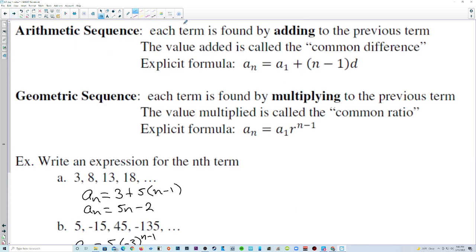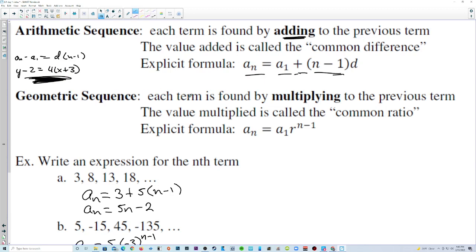Arithmetic sequence. Each term is found by adding to the previous term. So in other words, adding is arithmetic. The value added is called the common difference. The explicit formula is a sub n equals a sub 1 plus n minus 1 times d. Now, if we wrote it like this, a sub n minus a sub 1, in other words, we subtracted over the a sub 1, and that's d times n minus 1, well, that's like y minus 2 equals 4 times x plus 3. That's the point slope formula for a line. So really it's just a line.